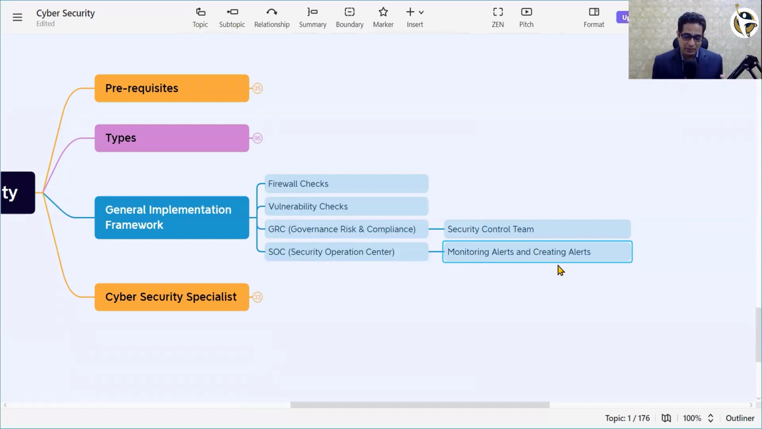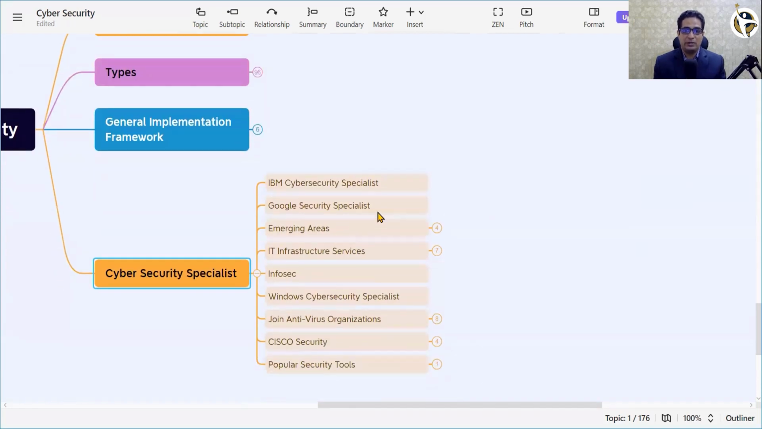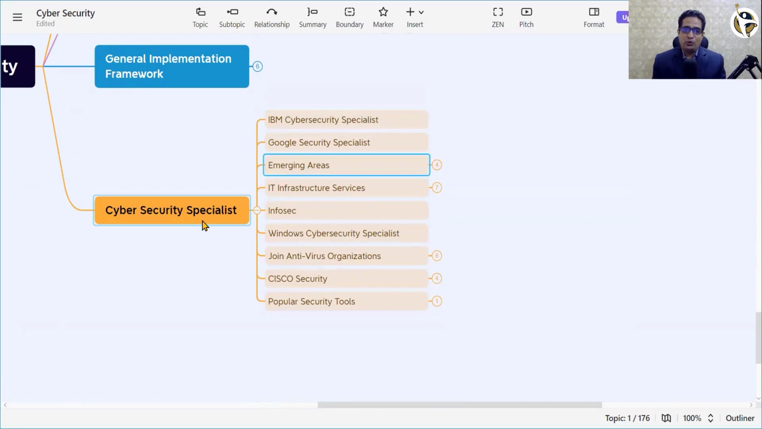There will be a dedicated team, and that team will be monitoring those alerts and informing the governance, risk, and compliance team, so that they can take the appropriate action. So these are some of the general implementation frameworks when it comes to enterprise level implementation of cybersecurity. Suppose now you want to build your career as a cybersecurity specialist.